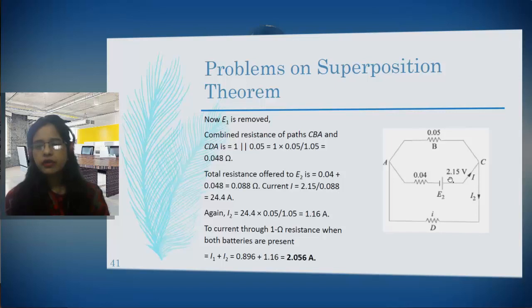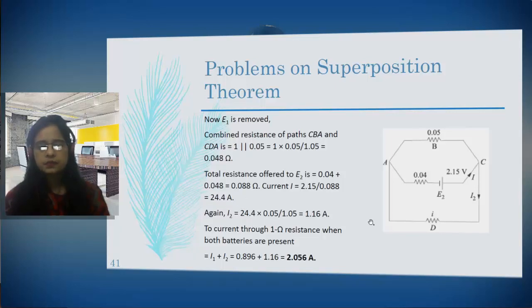Now we'll again find out the current flowing. This I we will find out. So this is nothing but E2 divided by the total resistance. So E2 is 2.15 divided by 0.088, so this much, it is 24.4 ampere. Okay, this is the current flow.